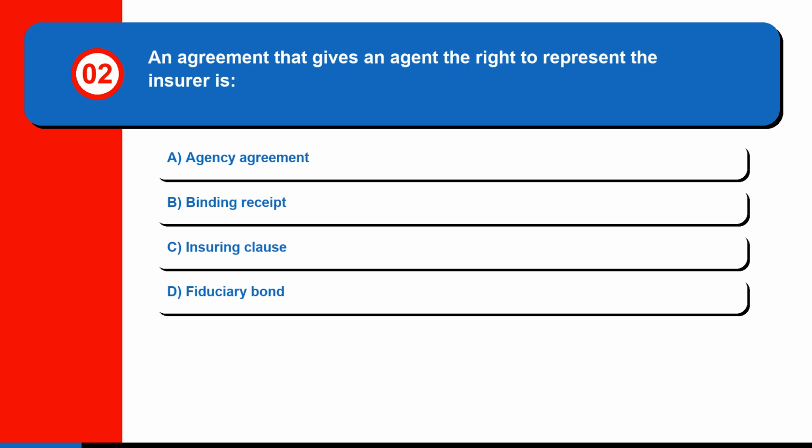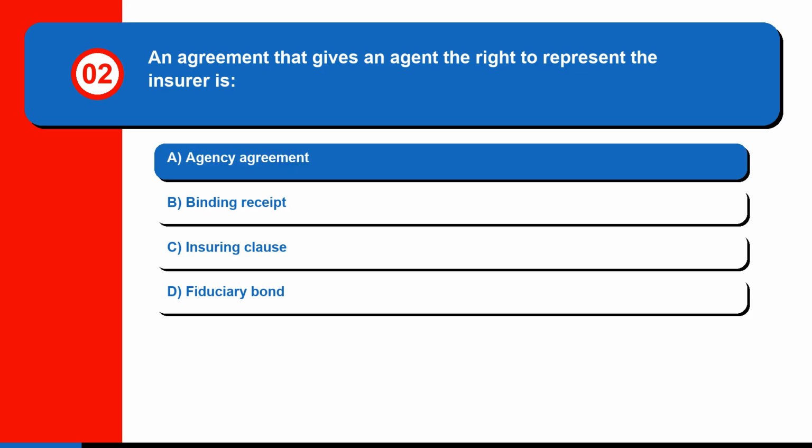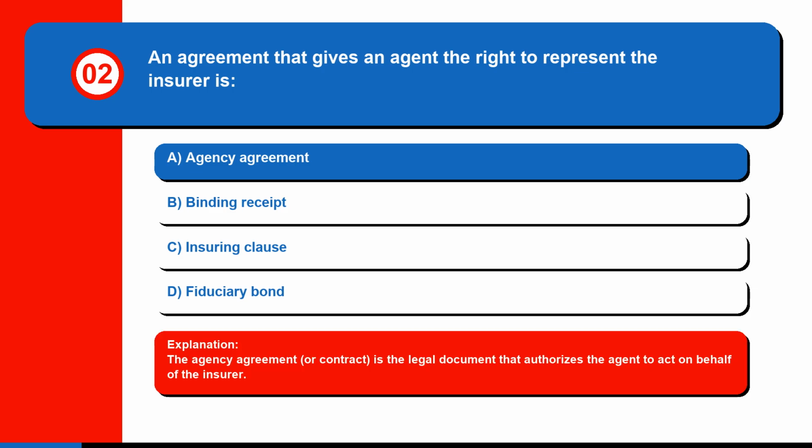Question 2. An agreement that gives an agent the right to represent the insurer is A. Agency agreement. B. Binding receipt. C. Insuring clause. Or D. Fiduciary bond. The correct answer is A. Agency agreement. The agency agreement, or contract, is the legal document that authorizes the agent to act on behalf of the insurer.